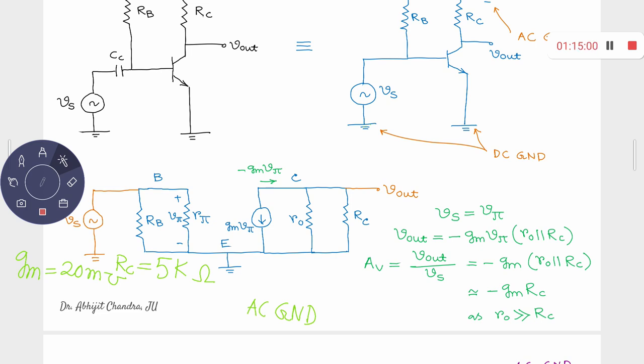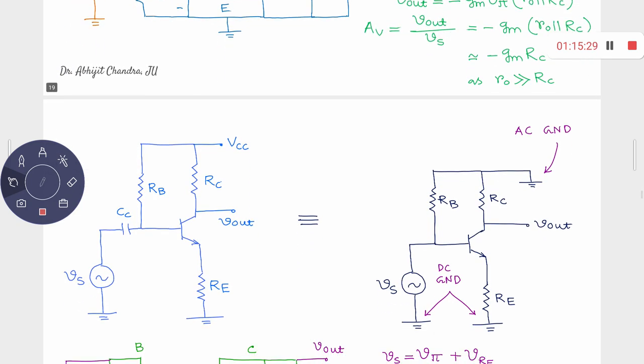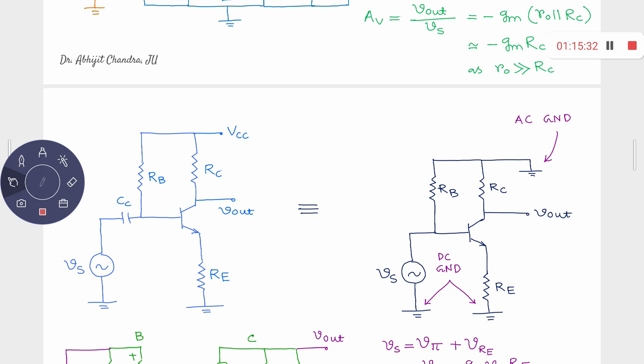We always look for a stable gain. Stability in terms of biasing, stability in terms of gain as well. But stability is not achieved because it's a function of gm. And whenever you encounter gm, you understand it's a function of temperature. It's not constant. So what we can do, hopefully you can remember this circuit: some emitter resistance was connected in series with the emitter terminal. And we discussed that the circuit is much more stable with respect to the previous circuit in terms of the DC analysis.